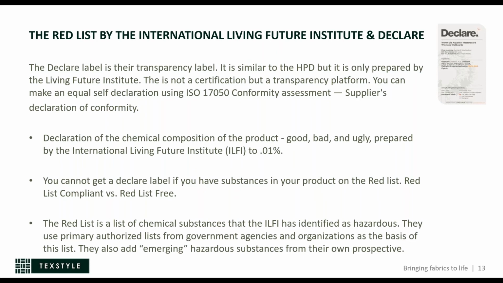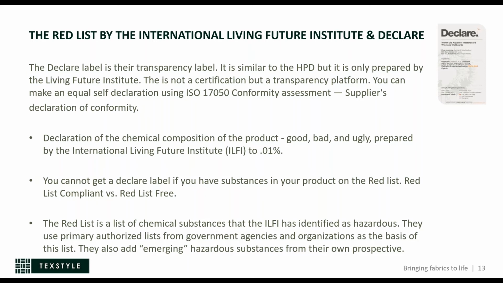And so this label is equal to an ISO 17050 conformity assessment. It's called a supplier's declaration of conformity. Anybody in Europe or who deals with products in that kind of market might already know what this is. This is a very common European document. So what this is doing is it's declaring your chemical composition again to 0.01, but it's also kind of declaring if you have something on the Red List.